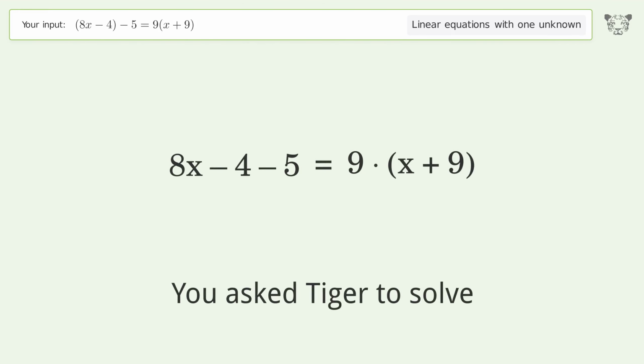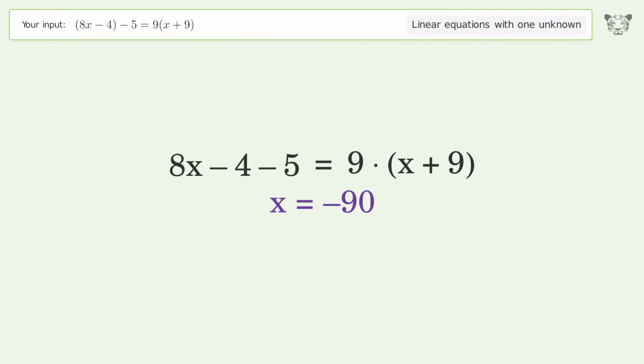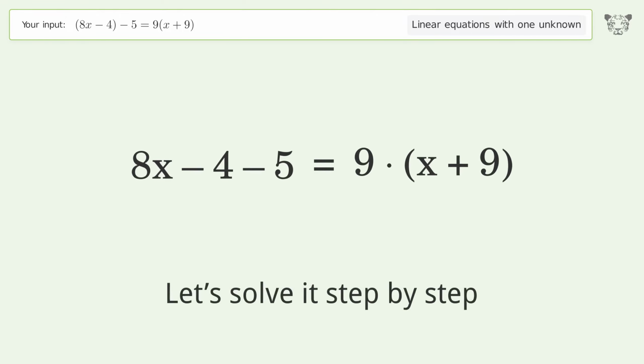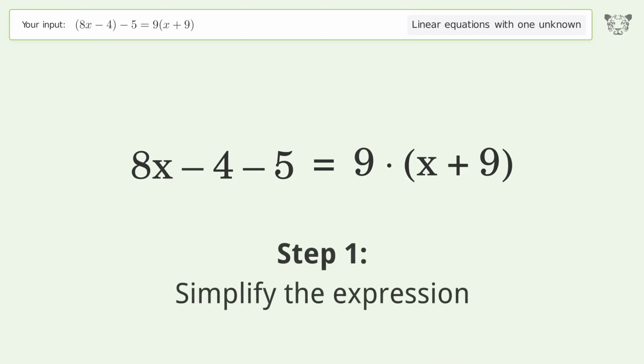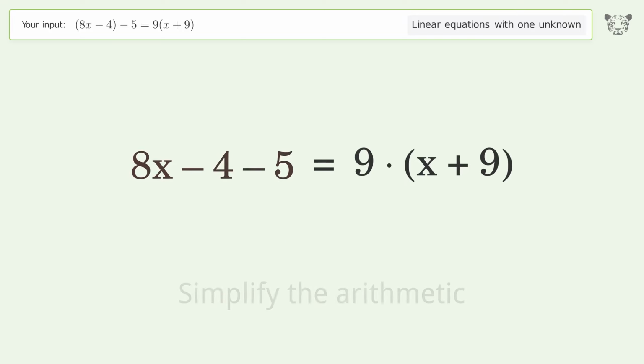You ask Tiger to solve. This deals with linear equations with one unknown. The final result is x equals -90. Let's solve it step by step. Simplify the expression. Simplify the arithmetic.